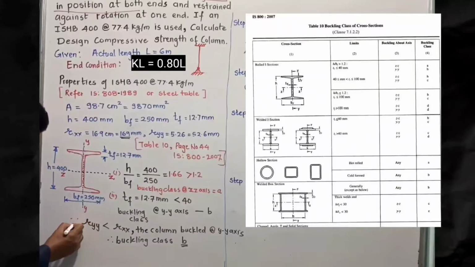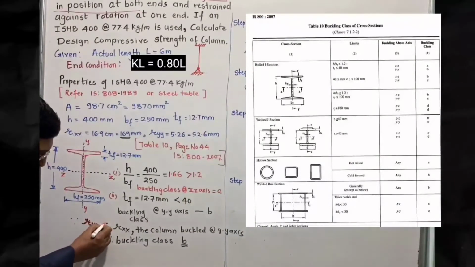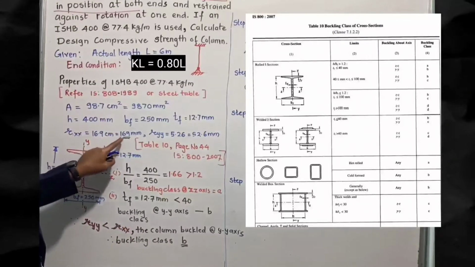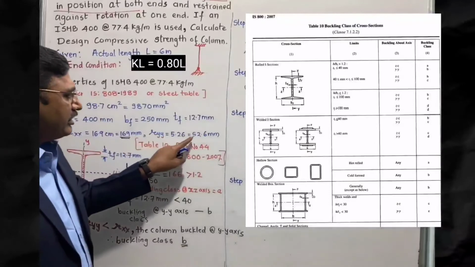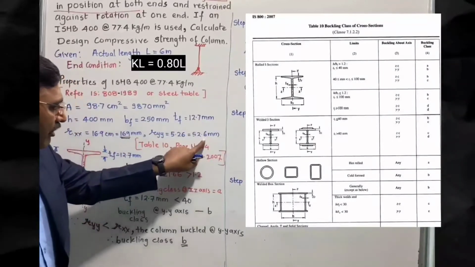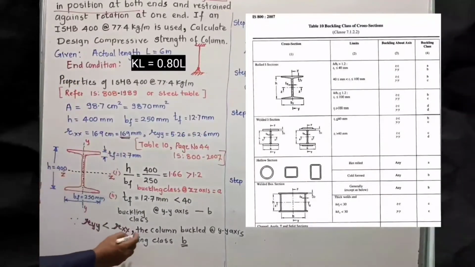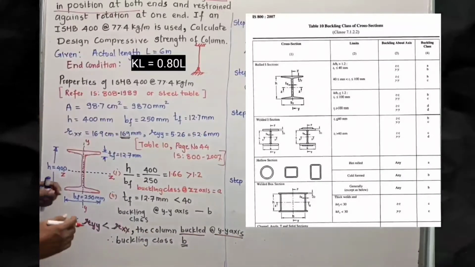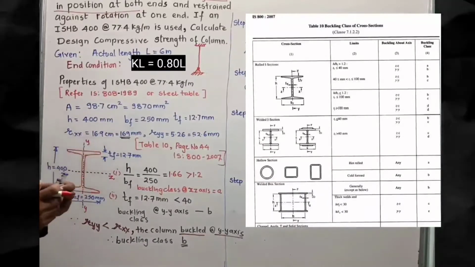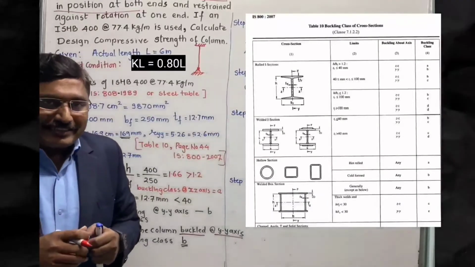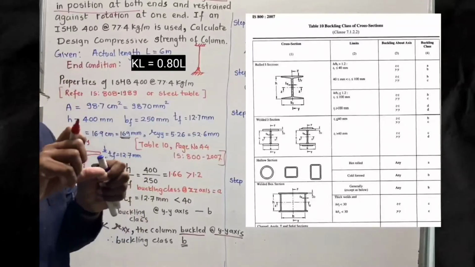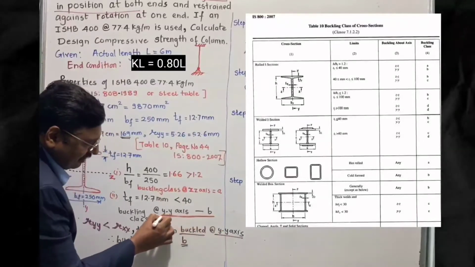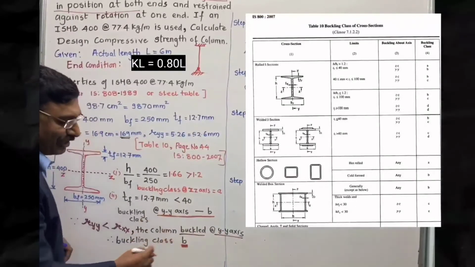Now since the value of RYY is less than RXX, you can see here RXX is 169 mm and RYY is 52.6 mm. So RYY is less than RXX. So the column is buckled about the y-axis. The section whose radius of gyration about which axis is less, about that axis your column gets buckled, and hence your buckling class about the axis YY will be B, about which it will be buckled.